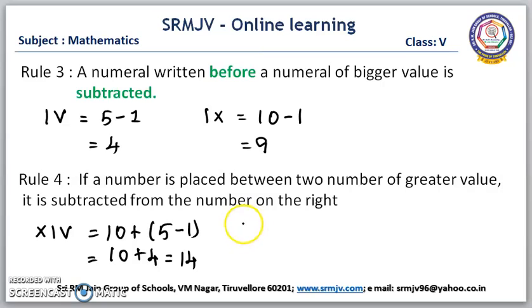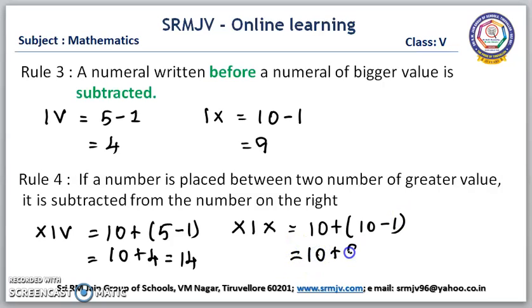Let us see one more example. X, I, X. Here again I is placed between two numbers of greater value. So we have to subtract the value of I from the number on the right. So the value of X is 10 plus we have to subtract 1 from 10 which is on the right. So 10 minus 1. 10 plus 9 is equal to 19. So the value of the Roman number is 19.